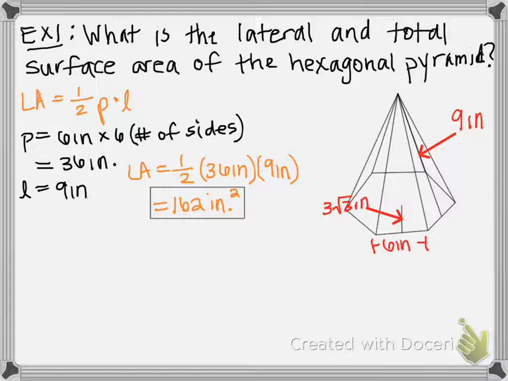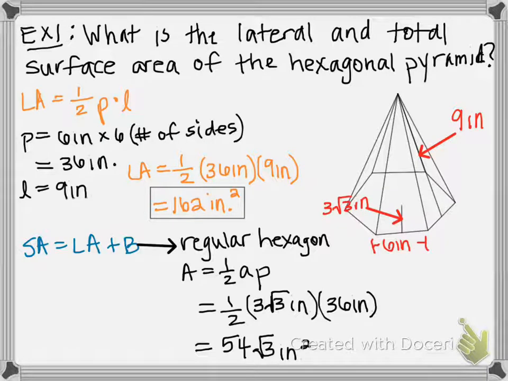When we do so, you take your 36 inches, put it in for perimeter, 9 inches for slant height, multiply all of that together, and you should end up with 162 square inches. Now we're ready to look at surface area, total surface area. I know that that's going to be LA plus B.